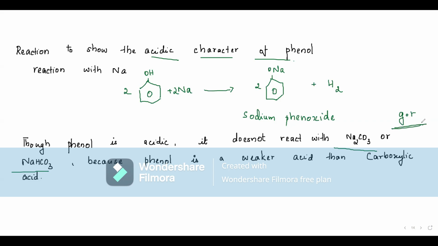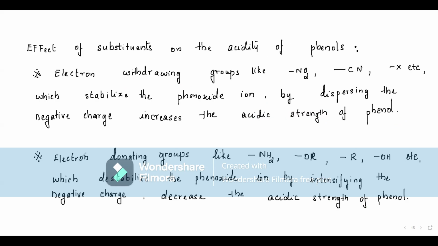You can expect this as a give reason question. The answer is: phenol is acidic, that is correct, but it is a very weak acid. It's weaker than carboxylic acid. Therefore, because it is very weak, it has no reaction with sodium carbonate or sodium bicarbonate.